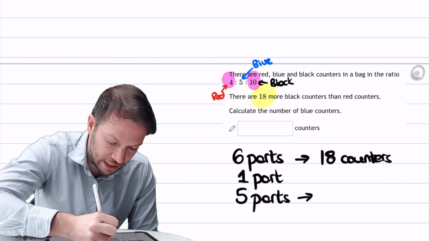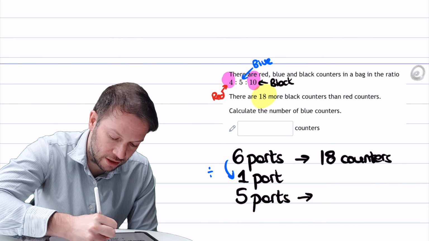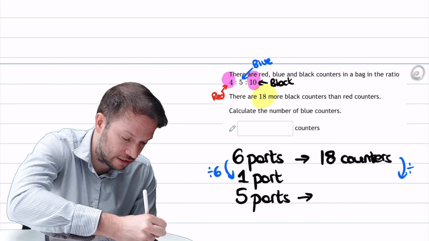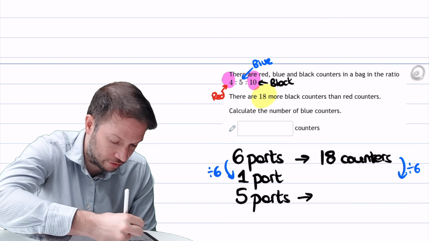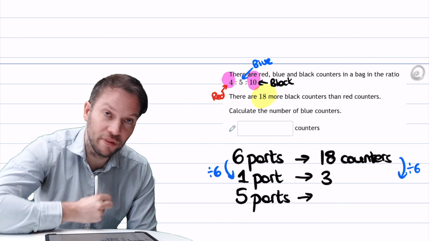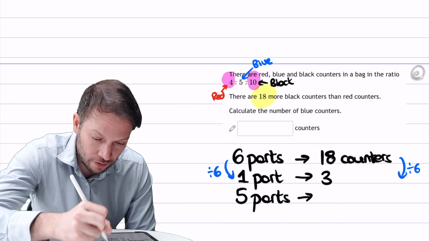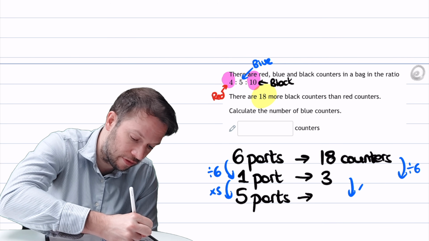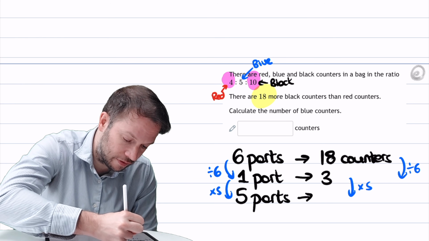Now, to get from 6 parts to 1 part, we can divide by 6 because it's 6 times smaller. So let's divide this by 6. 18 divided by 6 is 3. So 1 part represents 3 counters. And then 5 parts will be 5 times as much. So we times that by 5. And 3 times 5 is 15.